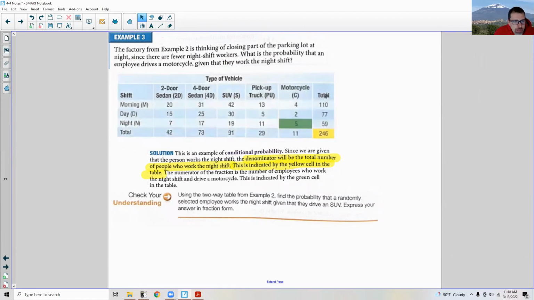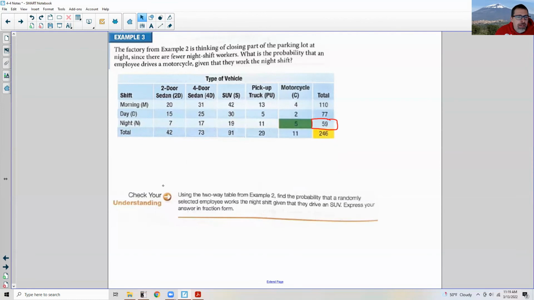Okay, so I'm going to release the table from the book, but I wanted to point out that there is a misprint in the book. Okay, so before we continue, if you have this edition, it says down here the solution. This is an example of conditional probability. Since we are given that the person works the night shift, the denominator will be the total number of people who work the night shift. Well, that's right here. Okay, this is indicated by the yellow cell on the table. Well, they didn't put the yellow cell for the total number of employees, not the total working the night shift, and that is where the misprint occurred. Okay, so let's get rid of that and let's fix this. So we're not going to be looking at the total number of employees.